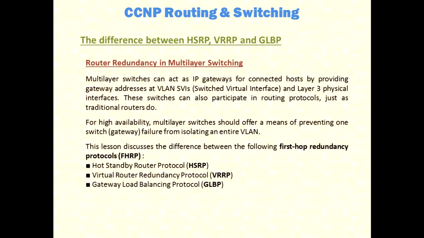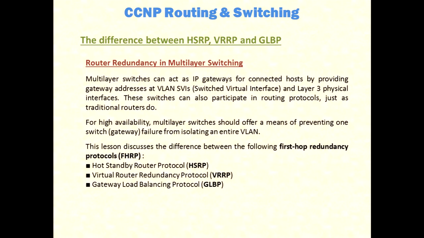Router redundancy in multi-layer switching. Multi-layer switches can act as IP gateways for connected hosts by providing gateway addresses at VLAN SVI, switched virtual interface, and layer 3 physical interfaces. The switches can also participate in routing protocols just as traditional routers do. For high availability, multi-layer switches should offer a means of preventing one switch, which is a gateway, in case of failure from isolating an entire VLAN.